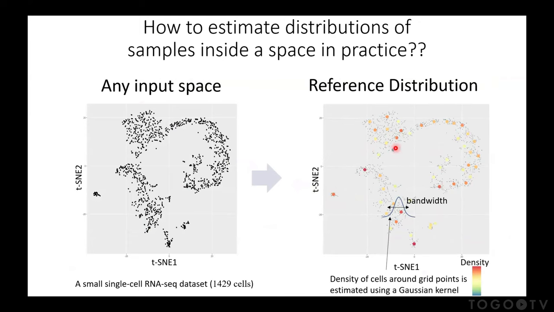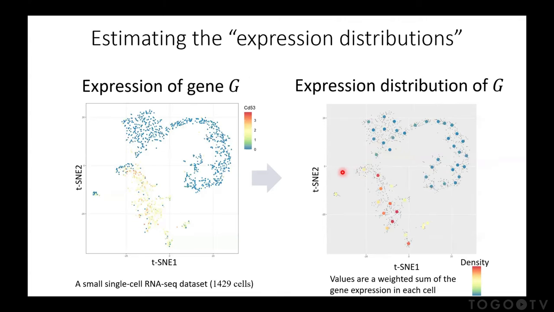So there are very few cells around here, but the sum of all the contributions for this one will be low, and they will be high for this one, for example. And then for the expression, I look at the distance between the cell and the grid point, but I multiply it with the expression of this gene in each cell. So these cells around here for this gene, they will contribute a lot to those grid points because they are close and because they express this gene. I'm adding the distance and the expression now.